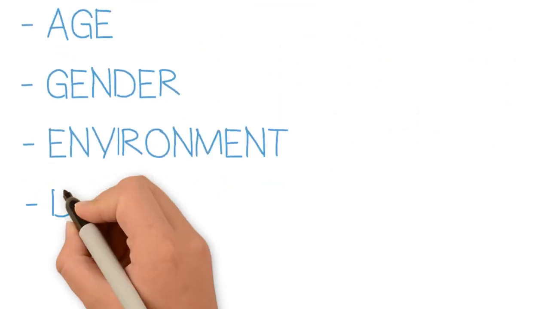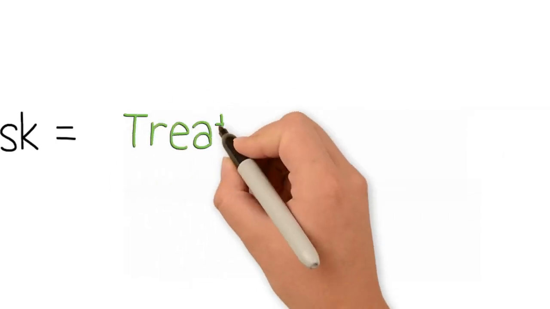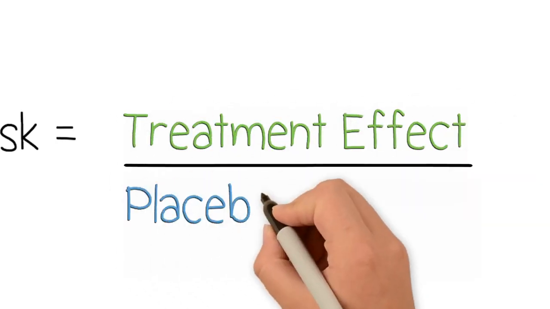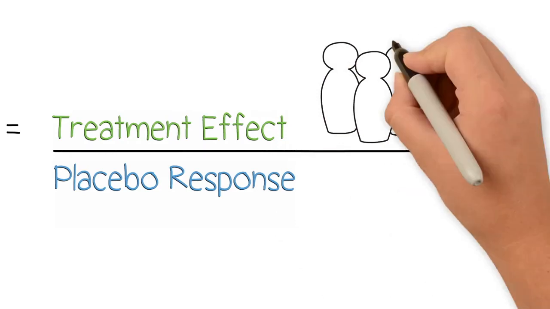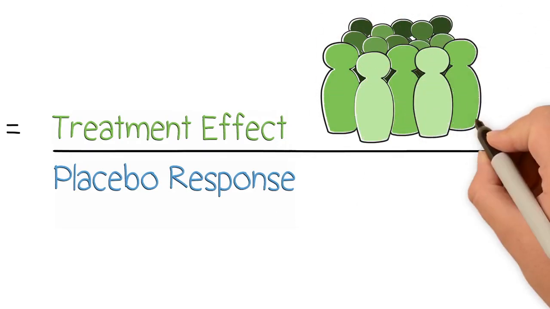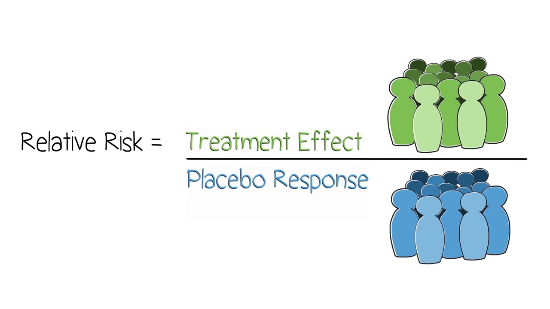And we get these results using this equation. Relative risk is equal to treatment response or effect over placebo response. Relative risk can be calculated for good or bad outcomes. Relative risk describes the probability of one group achieving an outcome relative to another. In this case, the probability of the active treatment group achieving an outcome, i.e., treatment effect, relative to the response in the placebo or control group.